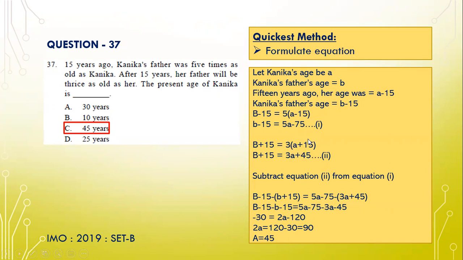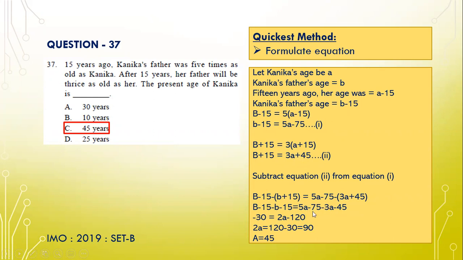50 is 45. So subtract equation 2 from equation 1. Subtract this whole equation from this whole equation. Subtract the left hand side from the left hand side and right hand side from the right hand side. So B minus 15 minus B plus 15 into bracket, is equal to 5A minus 75 minus into bracket 3A plus 45. So B minus 15 minus B minus 15 is equal to 5A minus 75 minus 3A minus 45. So B and minus B will get cancelled and minus 15 is minus 30.